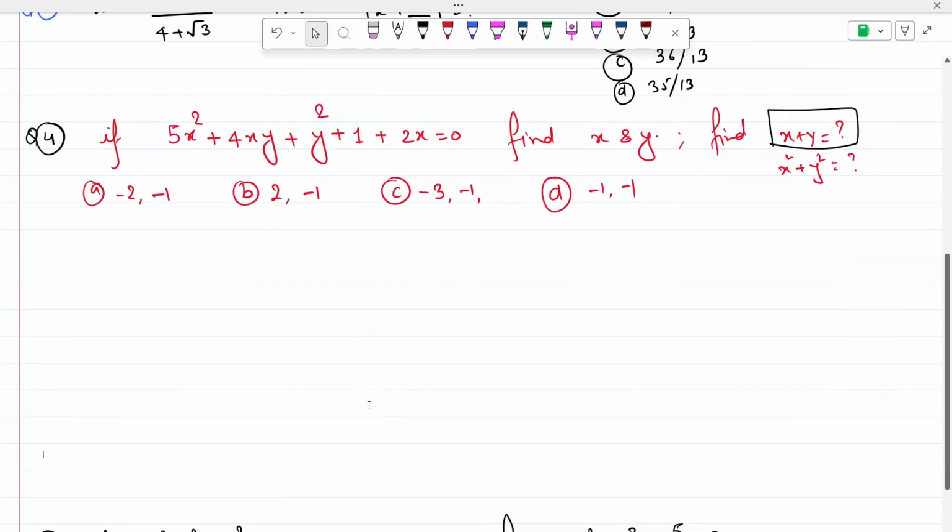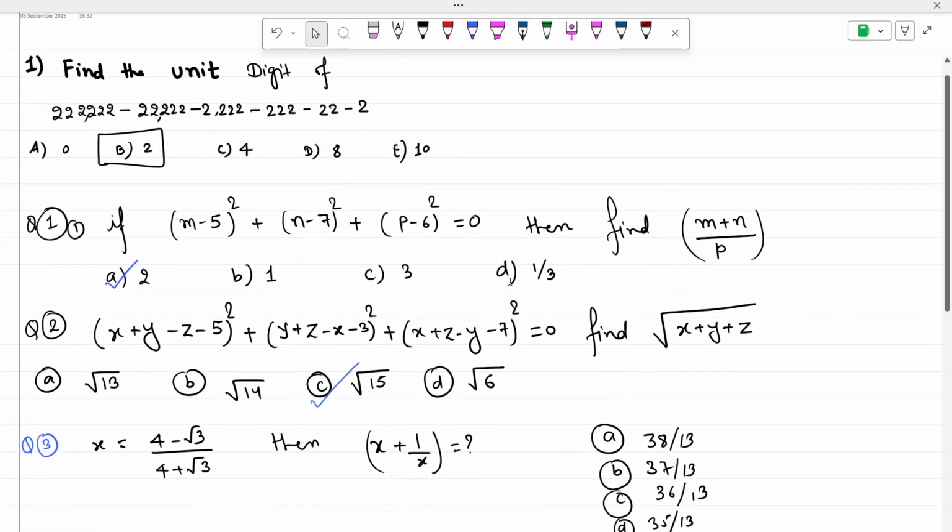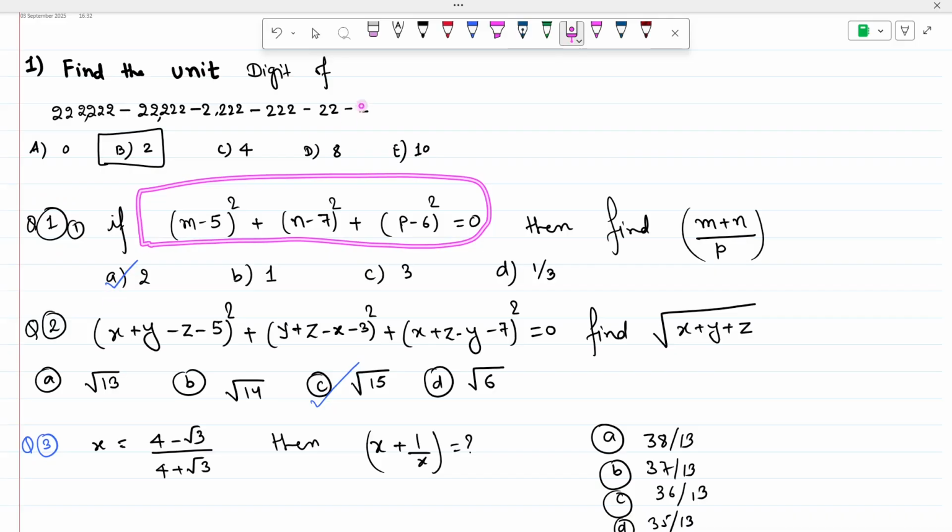Let's see. Should I explain? Yeah, sure. The conceptual explanation for this question number 4 is hidden in this question number 1. What was the conceptual explanation for question 1? You have solved it. Can you explain your method for this concept?